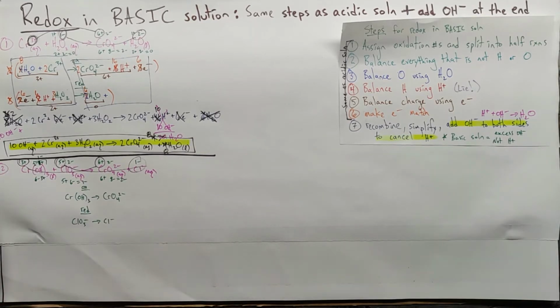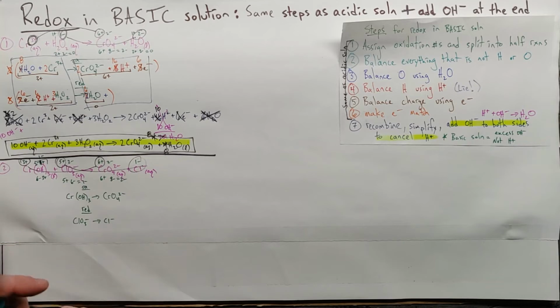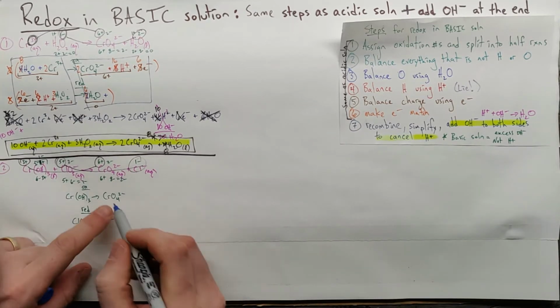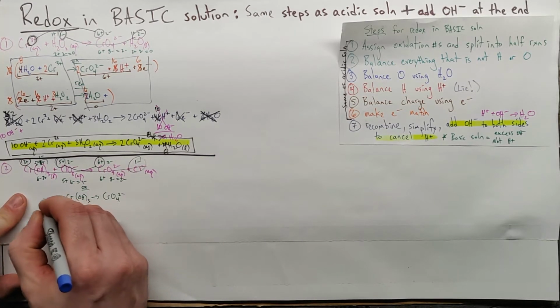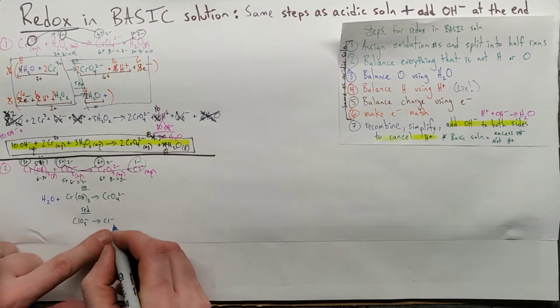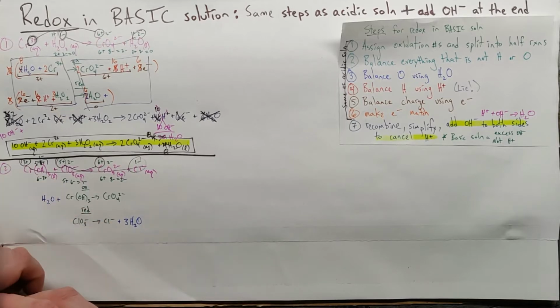Our next step is to balance everything that's not hydrogen or oxygen. In this case, we have chromium and chlorine, 1 and 1, 1 and 1. That looks good. Now we're going to balance the oxygens using H2O. 4 oxygens there, 3 oxygens there, so we're going to need 1 water over here. On this one, 3 oxygens and none, so we'll need 3 waters over here to take care of that.